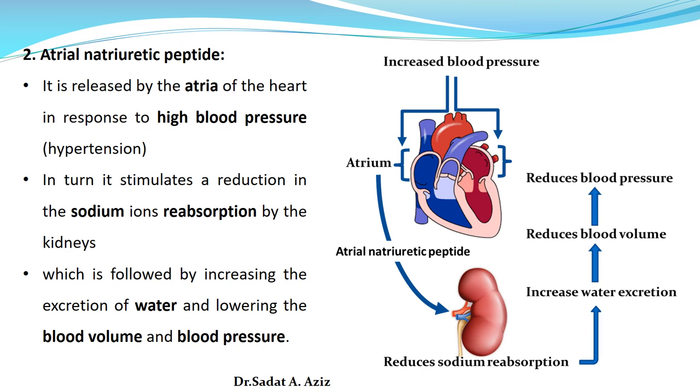When you have an increase in the urine output, the blood volume decreases and the blood pressure also decreases.